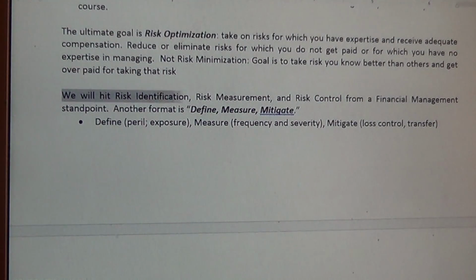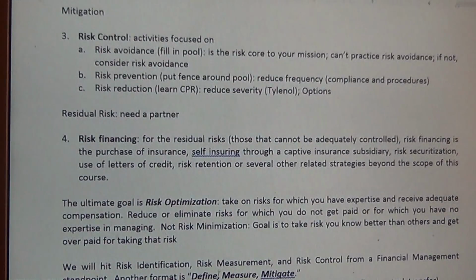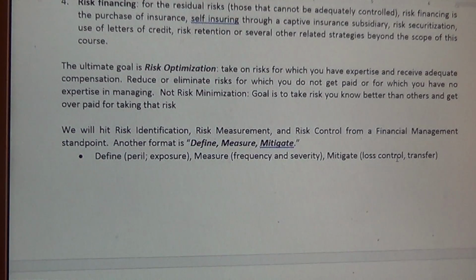And when we do risk identification, measurement, and control, we're going to use another format that's very similar to it, and that is define, measure, mitigate. Define the risk. Up here we call that risk identification and risk analysis. We're then going to measure the risk. That's in terms of frequency and severity. And then we're going to mitigate the risk, either by using loss control or transfer.